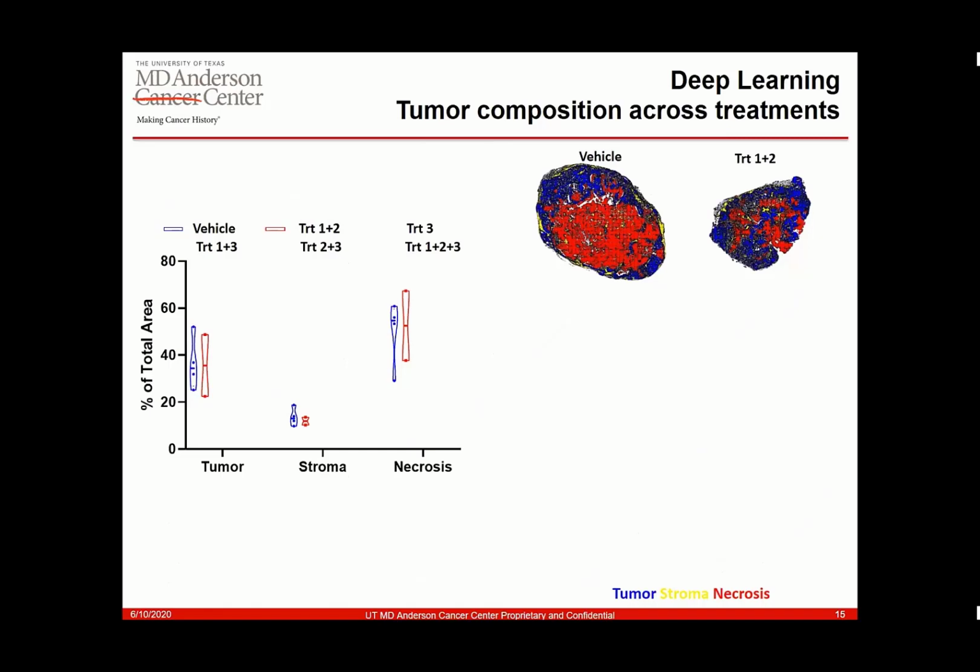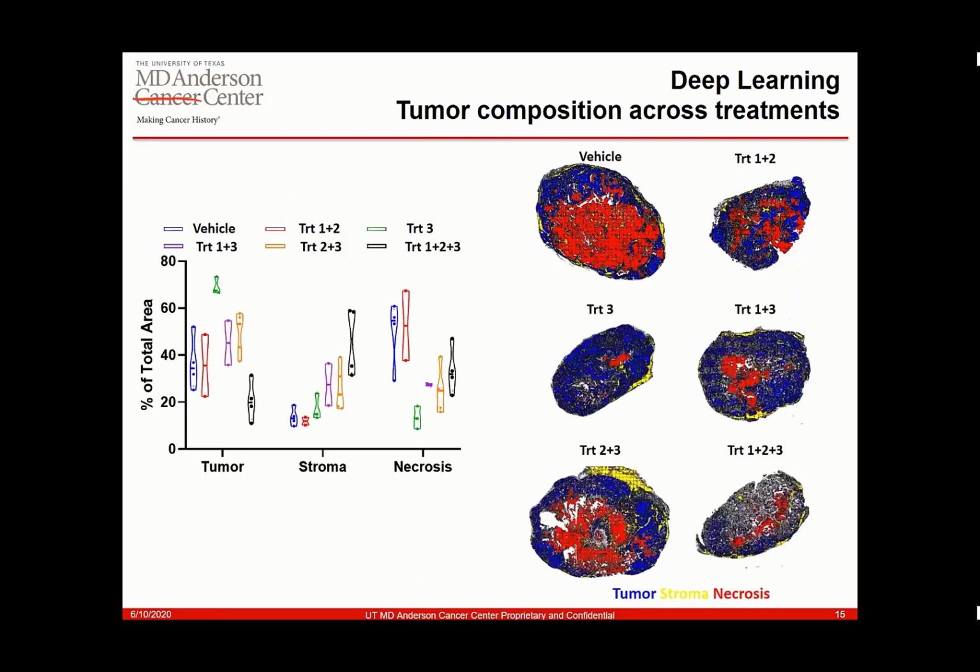And then what we were able to see was that with vehicle and treatment 1 and 2 alone, we didn't see that much variability in the percent total area of tumor, stroma, and necrosis. But when you start looking at the other combinations, really interestingly, we found that treatment 3 alone led to almost the entire tumor taking over everything, with very little stroma and almost no necrosis, which we found very, very interesting from a biology standpoint. Whereas if you did treatments 1, 2, and 3, we see that the tumor is completely just blown apart. There's almost no recognizable tumor tissue available, and a lot of stroma.